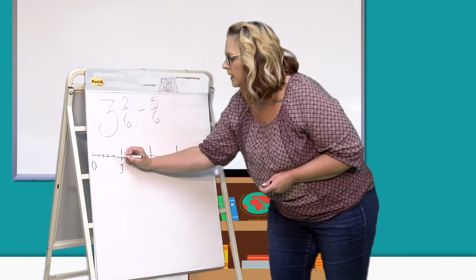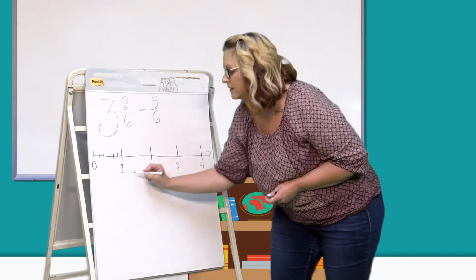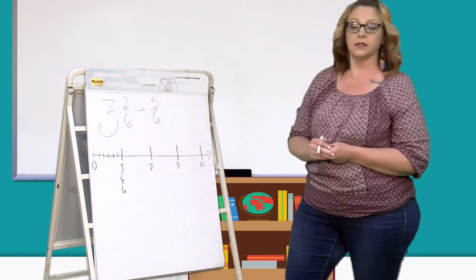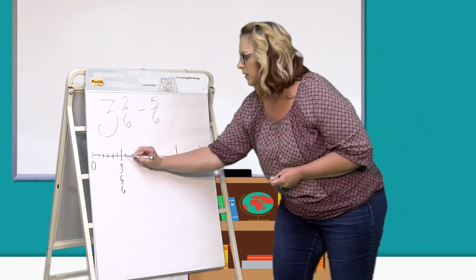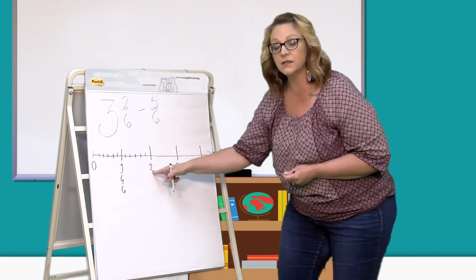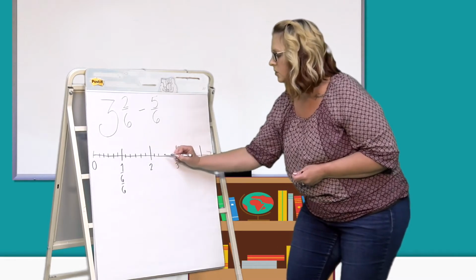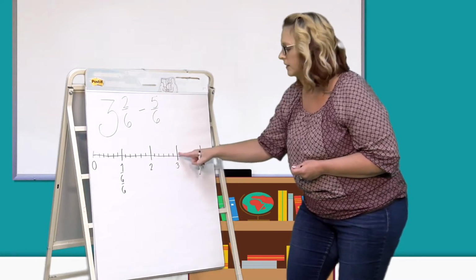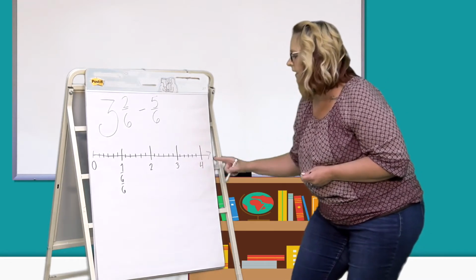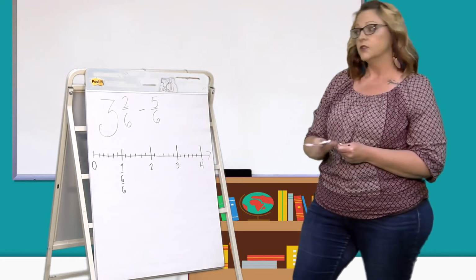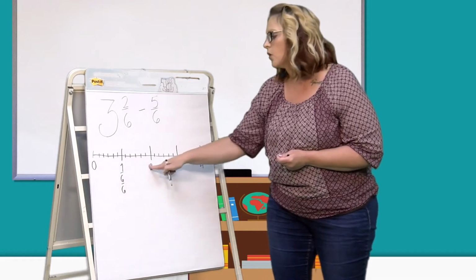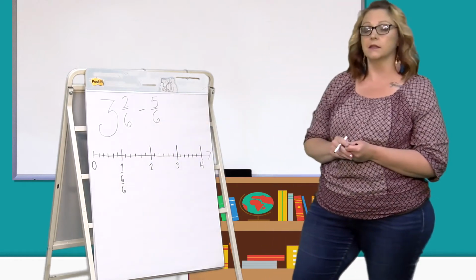1, 2, 3, 4, 5, 6. Whole number 1 is represented by the fraction 6/6. Same thing for each of the other whole numbers, 6 pieces each. So I've created my number line and I've partitioned each whole number into 6 pieces.